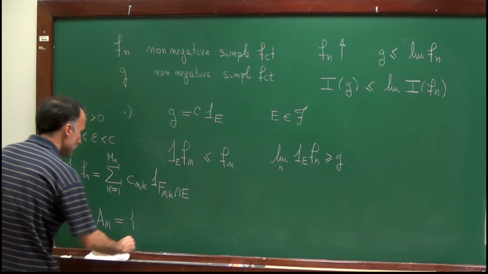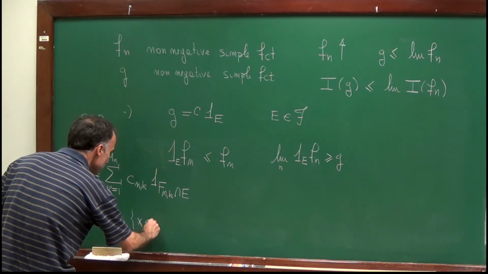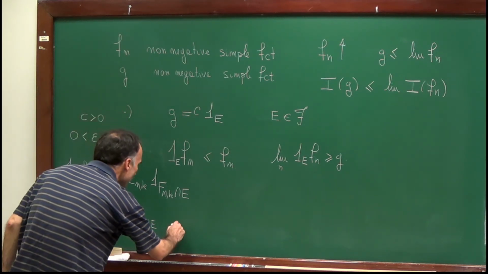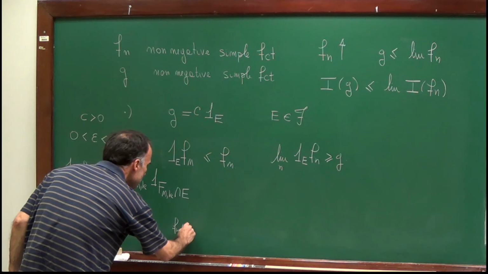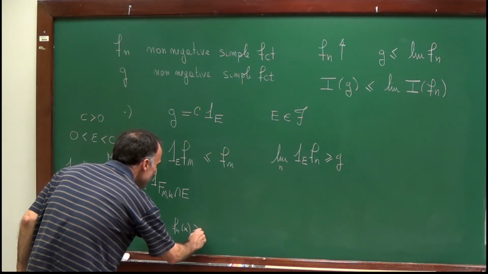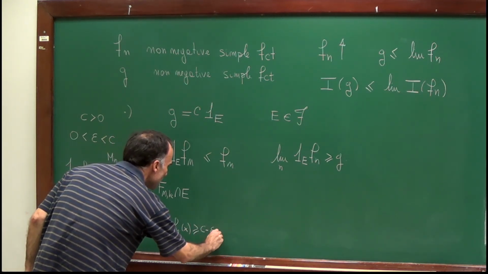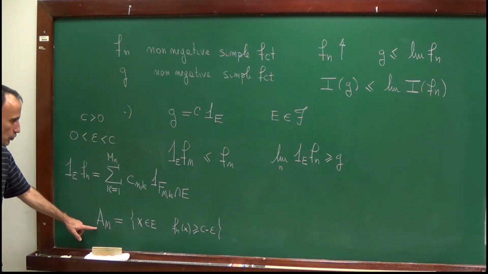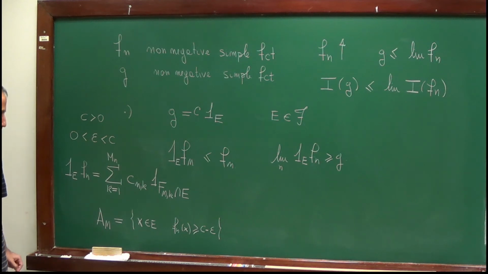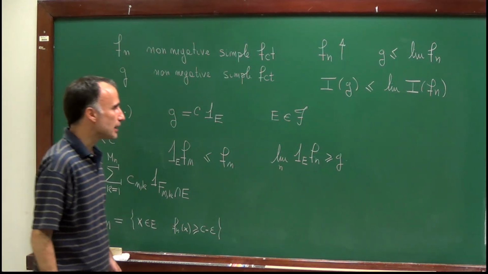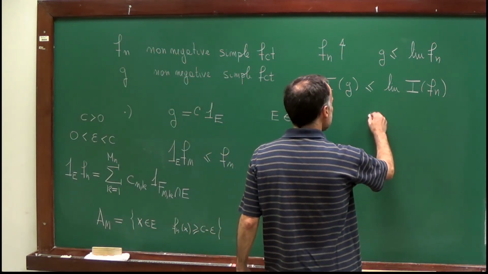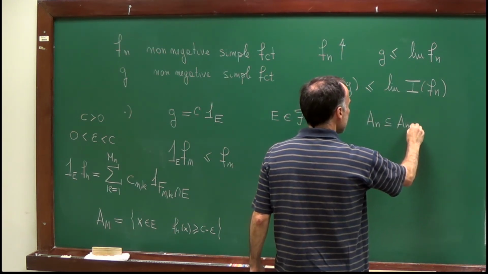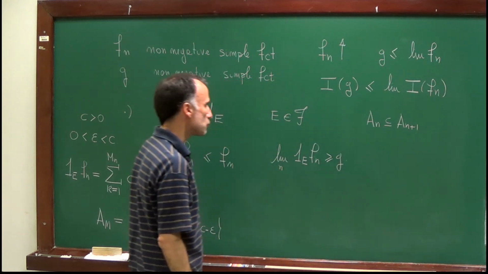This sets the points in E such that f_n(x) is greater or equal than c minus epsilon. What do I know about this set A_n? Well, I first claim that these sets A_n are increasing, so that A_n is included in A_{n+1}.